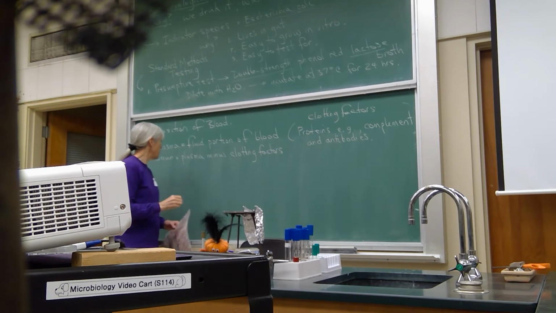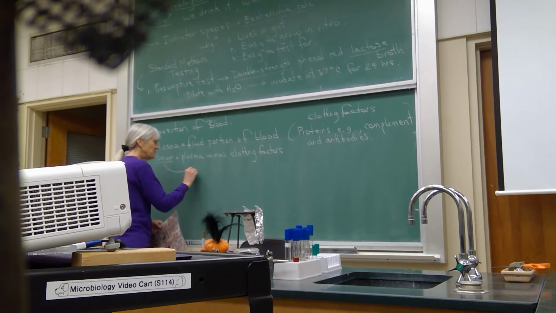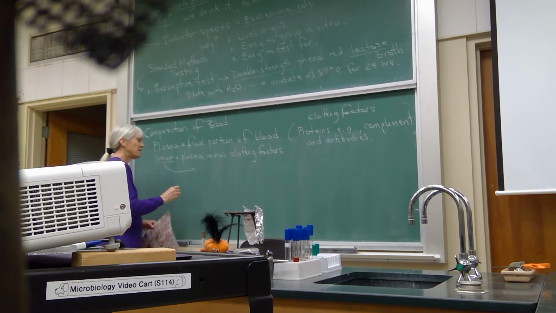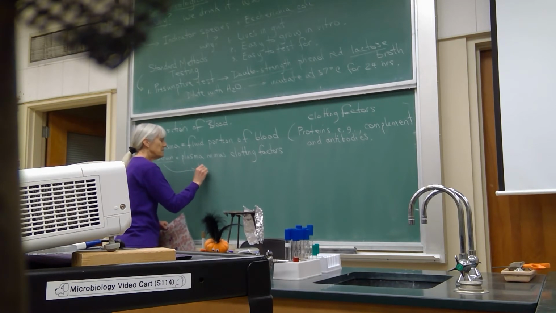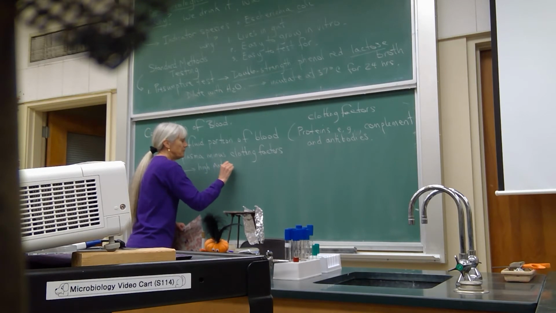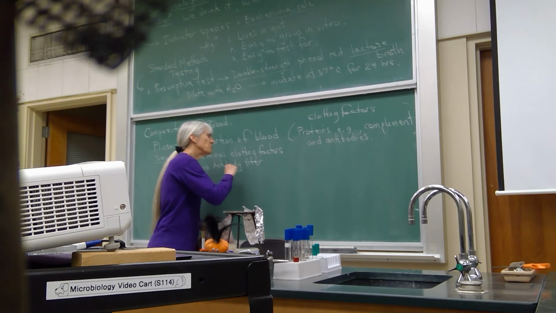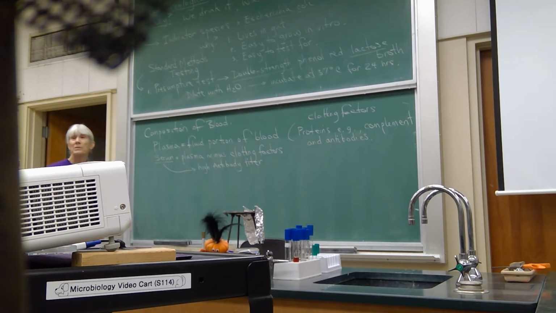Where did we use serum? In blood type, supposedly. We used it for our hemagglutination reaction, for our blood typing. So serum is plasma minus clotting factors, but typically has a high antibody titer. So we did use serum for our blood typing, anti-A, anti-B, and anti-D serum, supposedly.